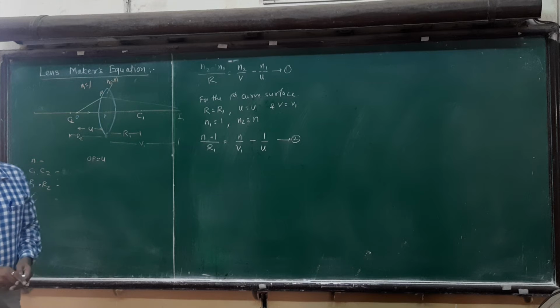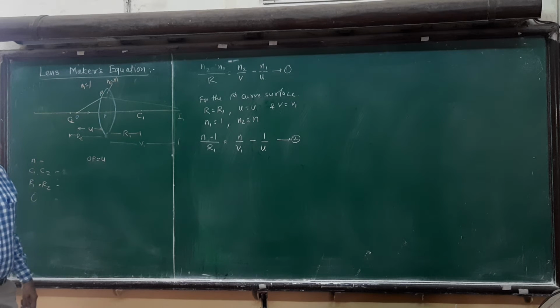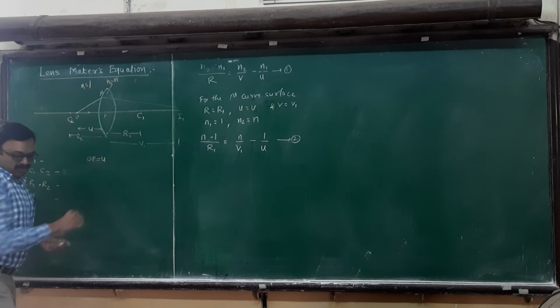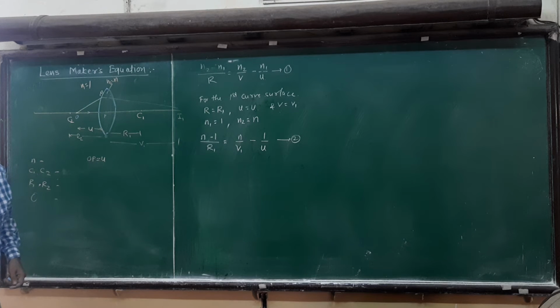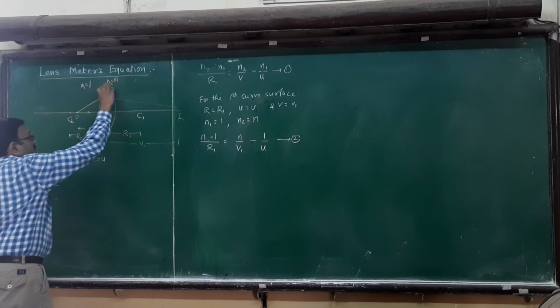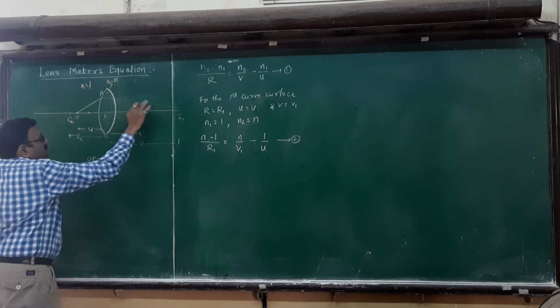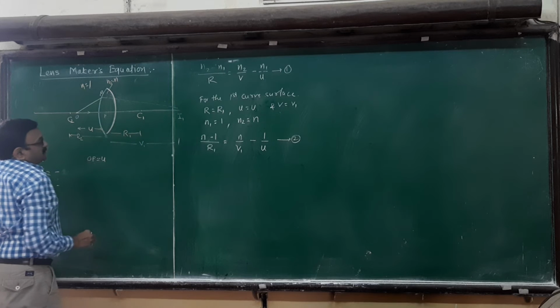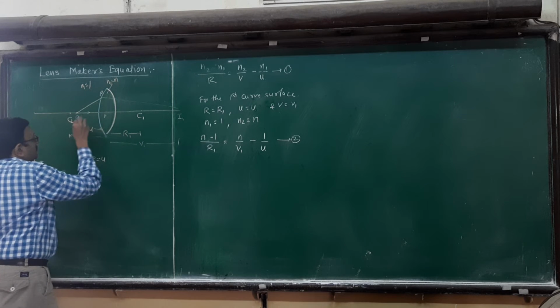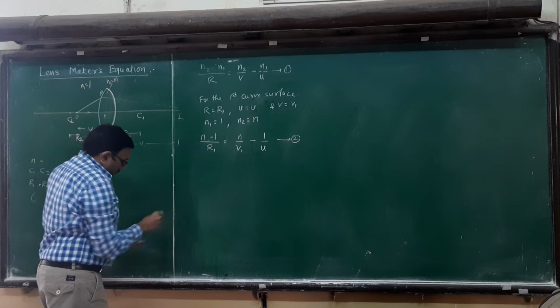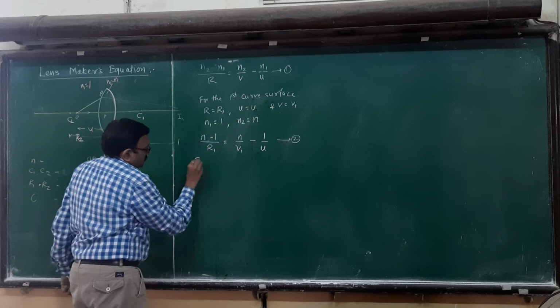Now we discuss the second curved surface. Here, we consider that this one is the second curved surface. This one is the second curved surface. Here, this one is the first image. For this second curved surface, R2 will be the radius.